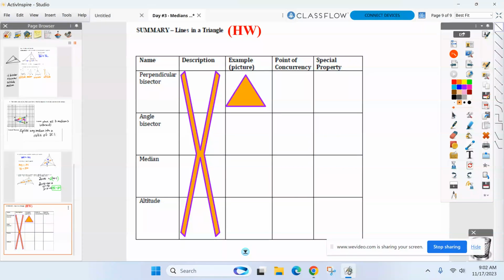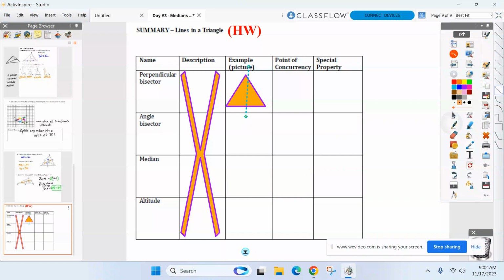Hey, just a heads up. This is the only one out of the 4, perpendicular bisector, that does not have to come from a vertex. Remember that. The other 3, angle bisector, median, and altitude, all have to come from a vertex. Perpendicular bisector does not have to come from a vertex. So if I see something like this, that would be okay.